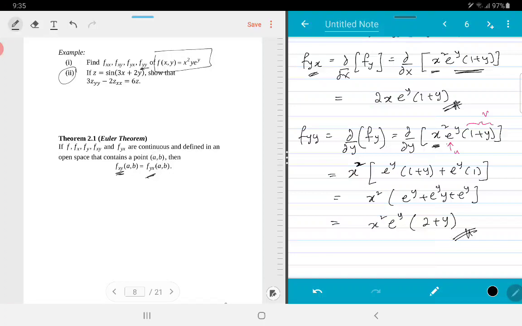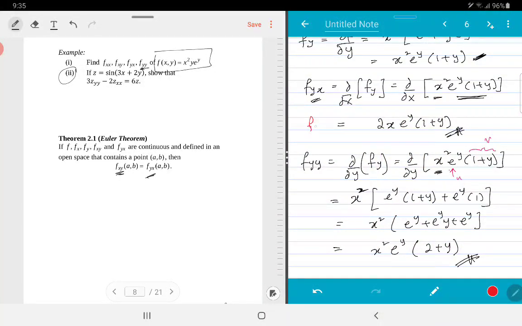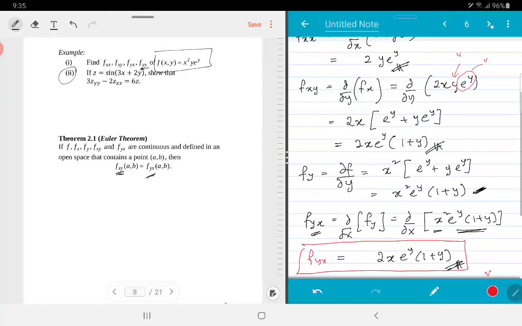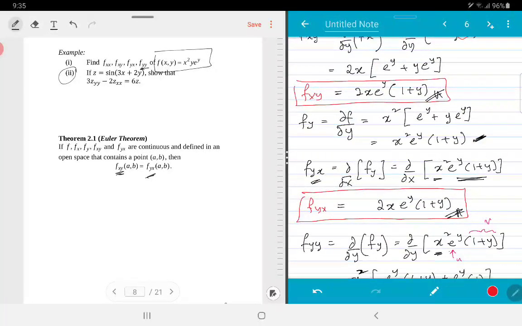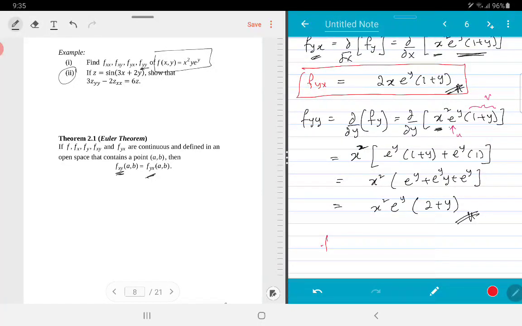Now if we look at our first example, this is fyx, where we differentiate f with respect to y first and then x, and we get that. And here we have fxy, where we differentiate our function with respect to x first and then y, and you can see that they are exactly the same. So in this case fxy is equal to fyx. The order of differentiation does not matter, as the result will give you the same function.